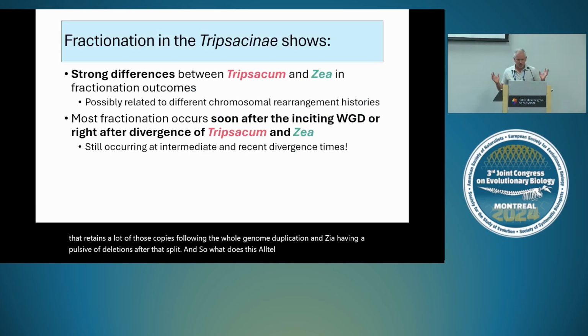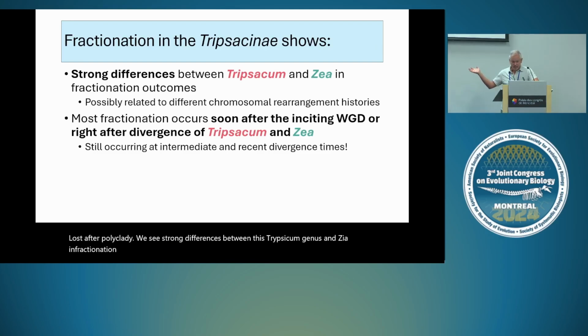The main conclusions, in looking at these genome assemblies, patterns of synteny and gene loss after polyploidy: we see strong differences between this Tripsacum genus and Zea in fractionation outcomes, possibly related to these different chromosomal rearrangement histories. And then we see that most fractionation occurs soon after the whole genome duplication, but then there's another pulse right after the divergence of the Tripsacum and Zea genera.